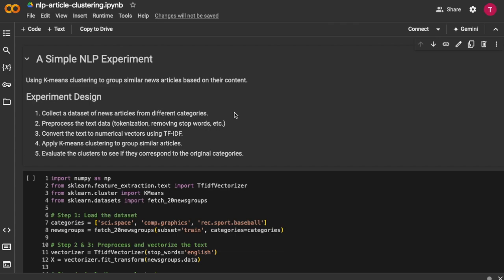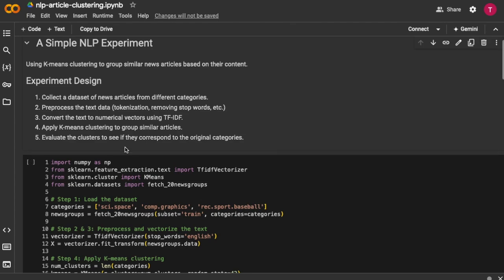We want to collect a data set of news articles from different categories. We will then pre-process the text data by doing tokenization, removing stop words, etc. We will convert the text to numerical vectors that can be fed into a machine learning algorithm. And then we will apply k-means clustering to group the similar articles and evaluate those clusters to see if they do in fact correspond to the original categories.